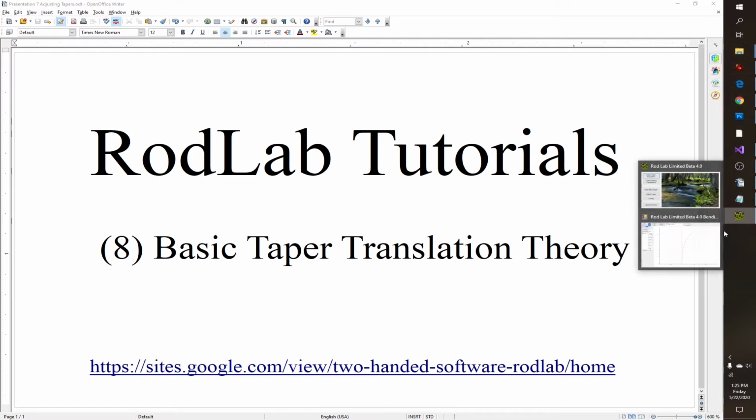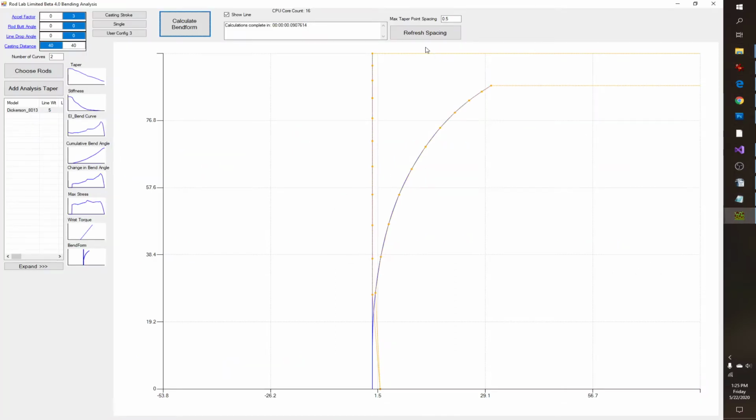So for starters, I've already got a bend form window up. I've got a couple different bend forms on a Dickerson 8013. The first one is with an accel factor of 0. You can see it's an unbent rod, straight up and down. Next is one with a little bit of acceleration to give a bend form.